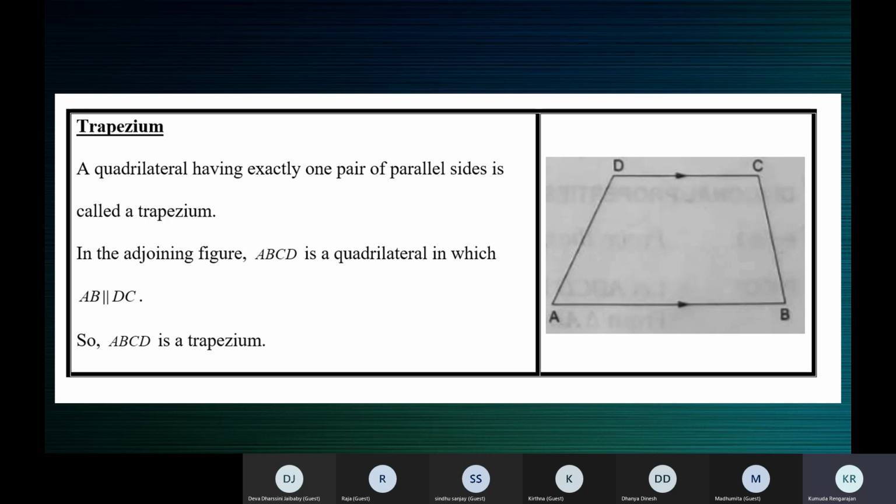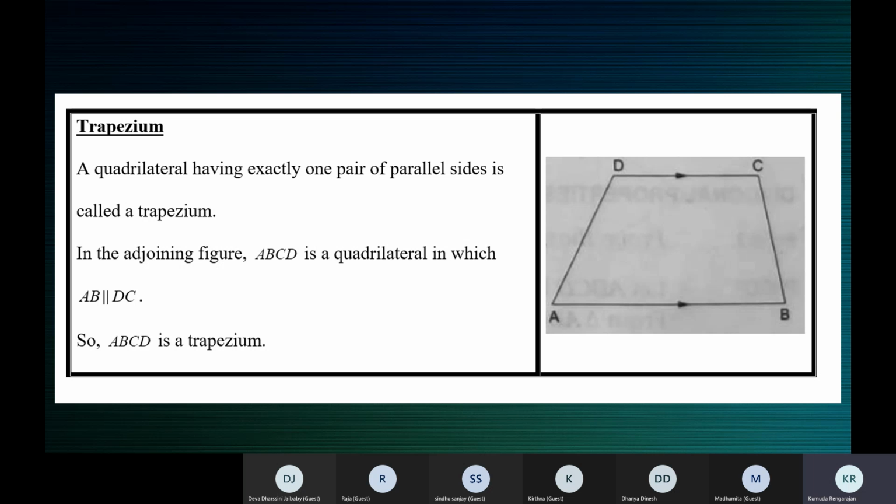Because for a trapezium, it should satisfy this condition: one pair of opposite sides should be parallel. So in a parallelogram, one pair of opposite sides are parallel, so it's a trapezium. Now, if both the pairs of opposite sides are parallel, it's a parallelogram. So when you look at a rectangle or a square, you can call them trapezium, you can call them parallelograms.